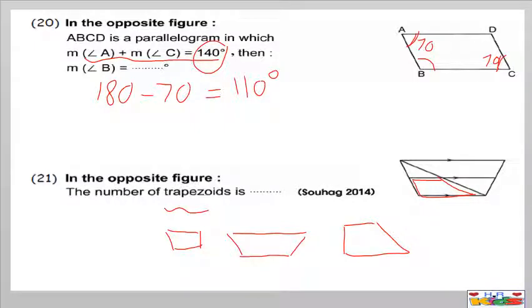Let's do it with different colors so we can see them. The second one is one up here, this one. So you have one red and one blue. The next one is the big one down, this green one. Then the next one, this one up, so it will be 4 till now. And now we have the greatest. So how many trapezoids do you have here? It will be 5 trapezoids.